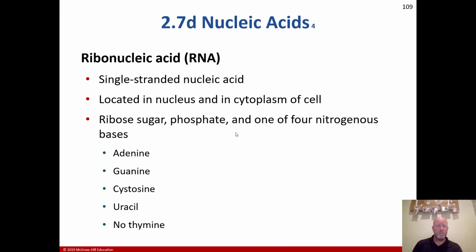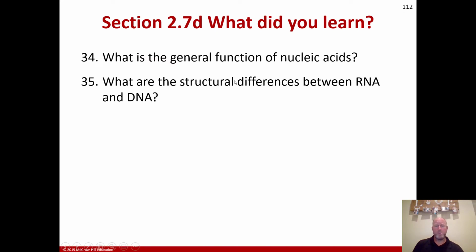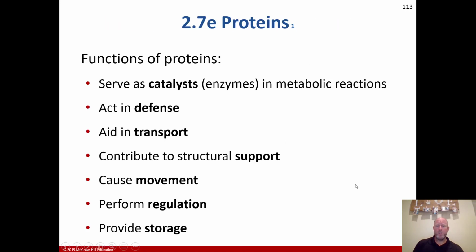And of course, the next question has to do with the structural differences between RNA and DNA. DNA has the double helix, the 2 strands. RNA has 1. RNA has ribose as part of the base, and DNA has deoxyribose. And basically, DNA uses thymine, and RNA uses uracil. RNA is found in the cytoplasm and nucleus of the cell, and DNA is in the mitochondria and in the nucleus in chromosomes. And we'll finish out with proteins for our final section here in just a bit.